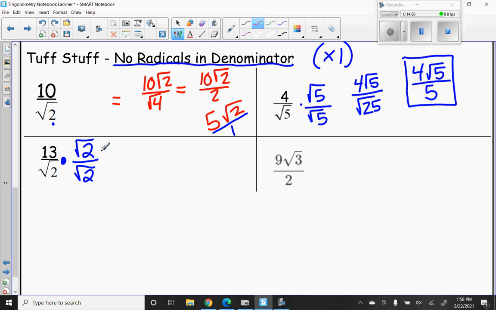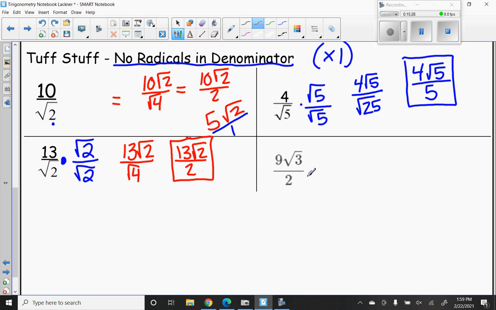So 13 times radical 2 is 13 radical 2. Radical 2 times radical 2 is radical 4. Radical 4 is one of our special numbers. 13 radical 2 isn't touched yet. This becomes 2. Now, radical 2 can't be reduced because it's a decimal. 13 divided by 2 is a decimal. And 13 over 2 can't be reduced. That is our answer.